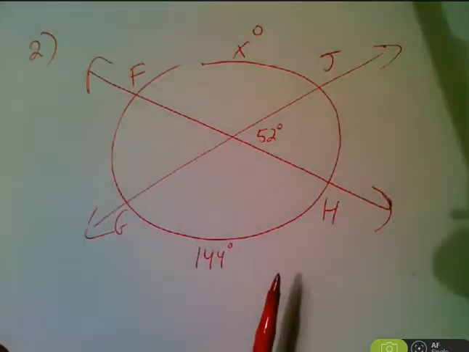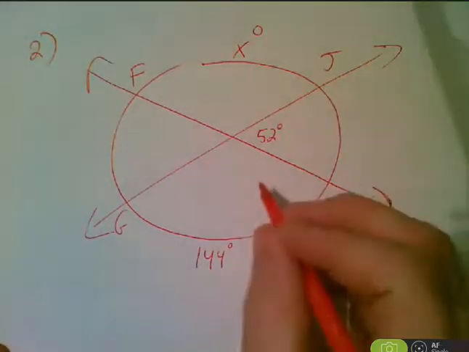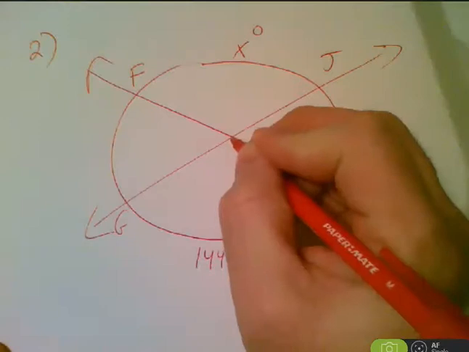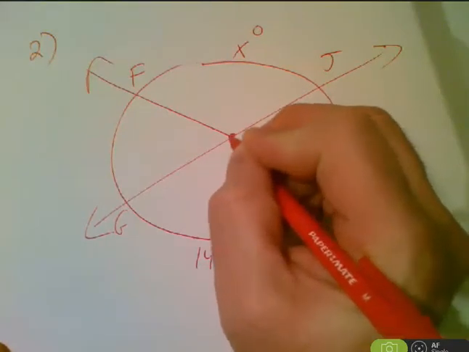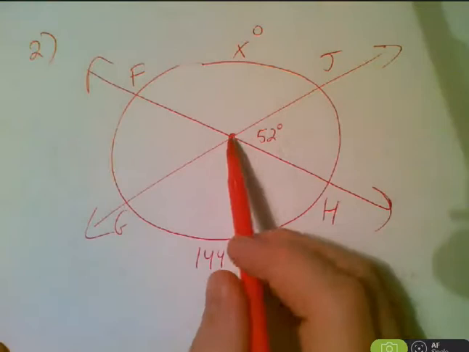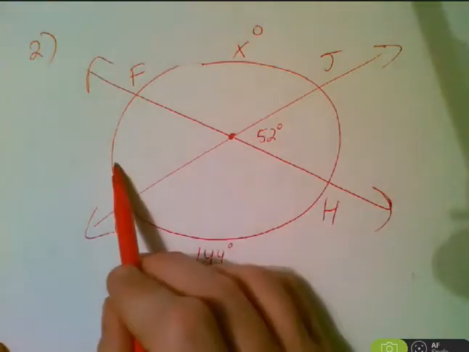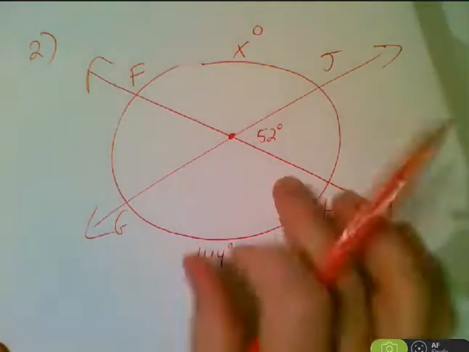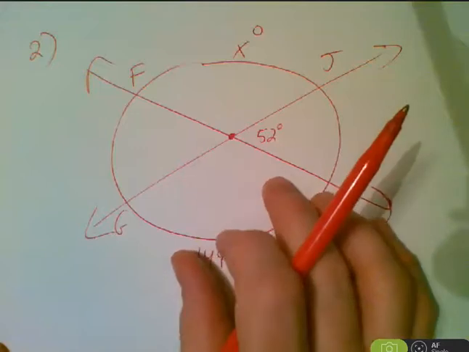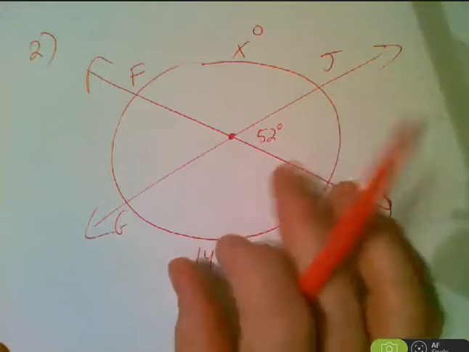The first thing you should recognize is where the vertex of the angle is, okay? The vertex of the angle is right here, and it's inside the circle. In these notes, you found examples where the vertex was on the circle, in the circle, or outside the circle. This is one where you want to use the idea where the vertex is in the circle.